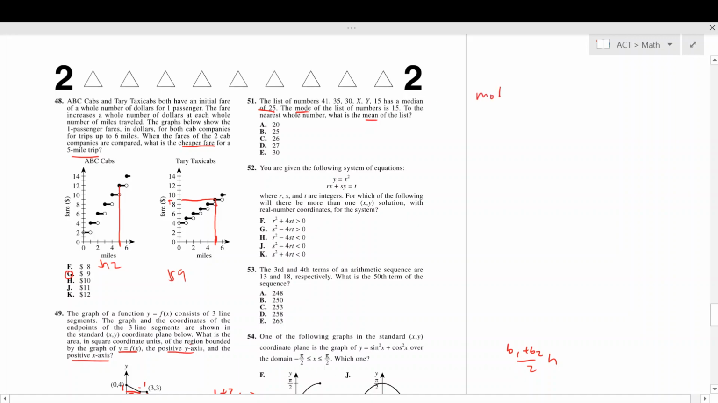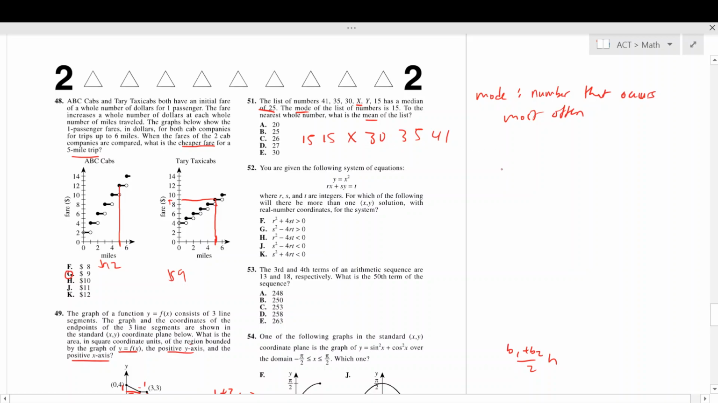Mode means the number that occurs most often. So for the mode to be 15, 15 must occur at least twice, because all of these other numbers occur once. If 15 occurs most often, then it must occur at least twice, right? For our list, I'm just going to write it from least to greatest. That's how I like writing it. It must be 15 and at least one more 15. Since we don't know for sure what x is, I'm just going to write x, and then 30, 35, and 41.